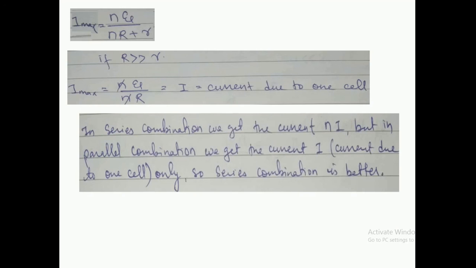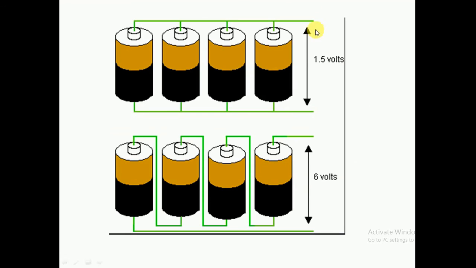Out here you can see these are all 1.5 volt, 1.5 volt. If you are adding 4 and you are getting only 1.5 volt, what is the use of adding 4? You can only use 1. But if you connect them in series, you'll get 6 volt, so this one is better.